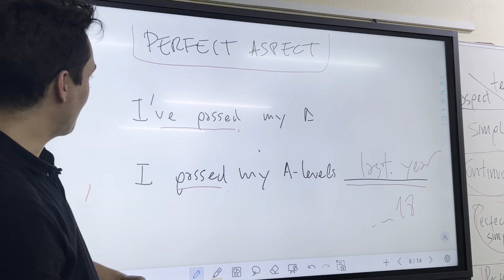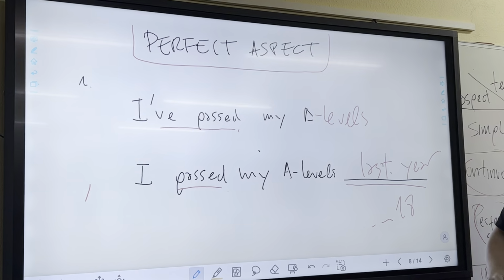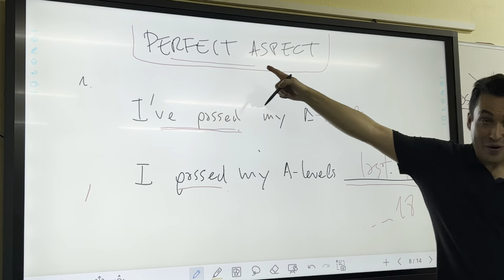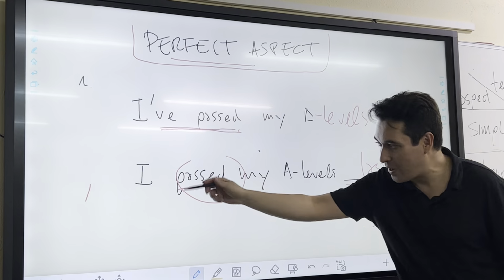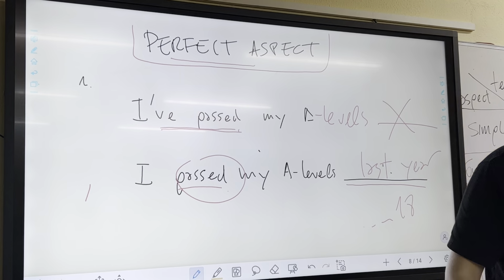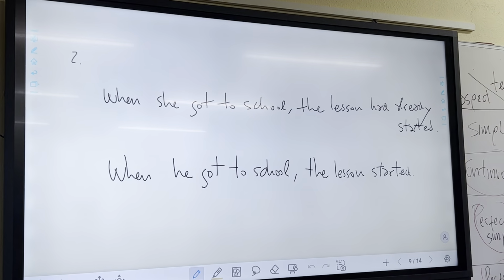All right. So I passed my A levels, but you don't need to specify. So what is the lesson that I'm trying to teach you here? With the perfect aspect, you don't need to specify the time, but with the simple aspect, yes, you do need to specify the time. The time is not important. It's not known or it's not important, when you use the perfect aspect.